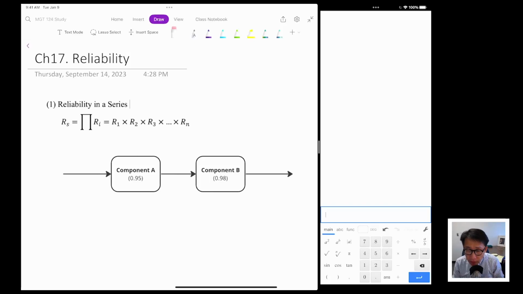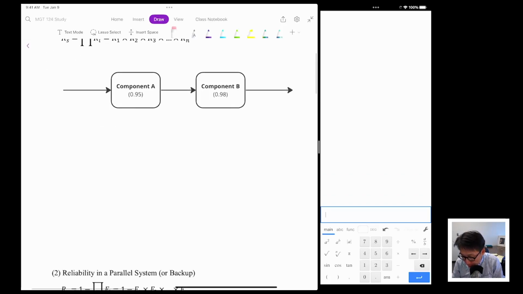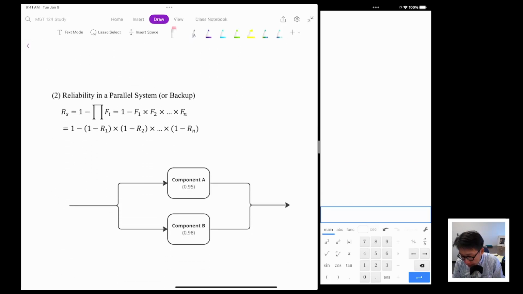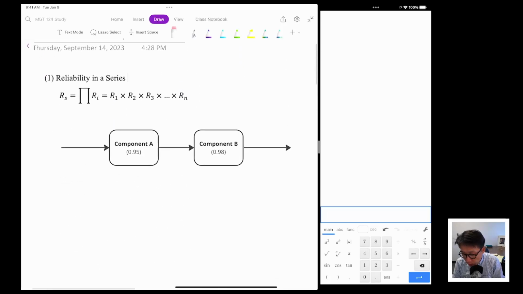Okay. So in order to understand the reliability of a system, largely you need to understand two fundamental forms of system design. First is this particular design you are seeing, and the next is this particular design you are seeing here. Okay, I'll explain this one by one.